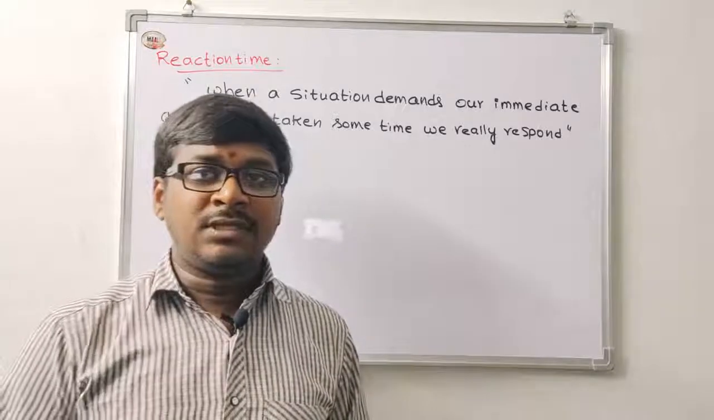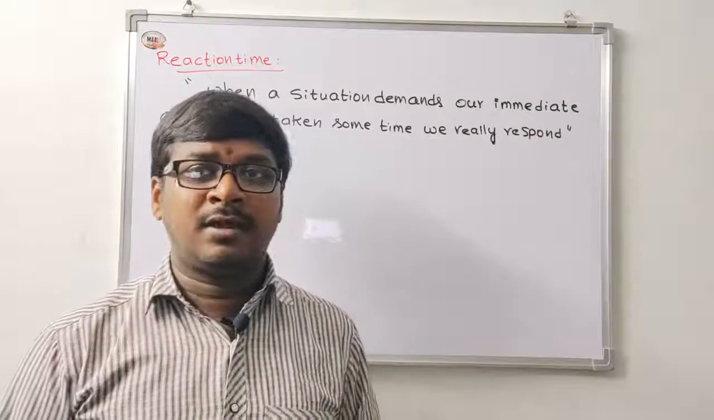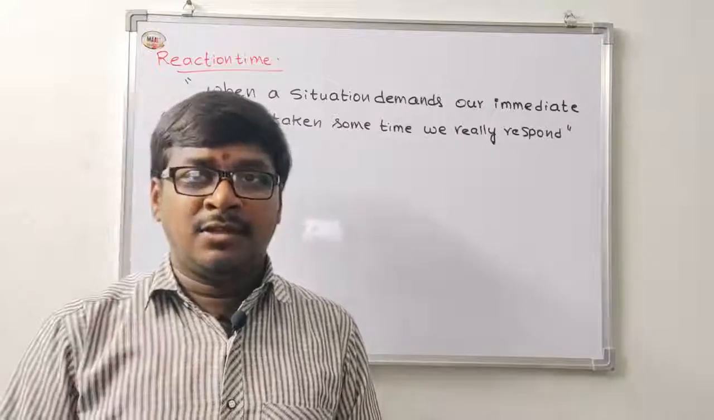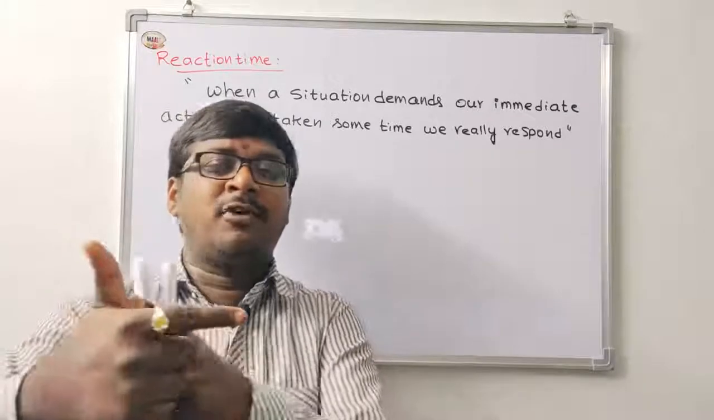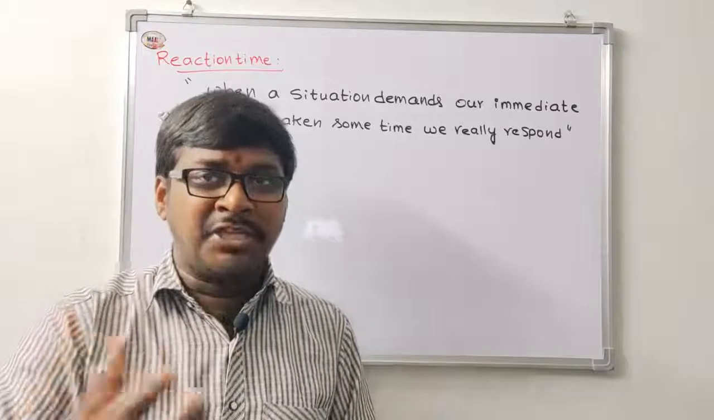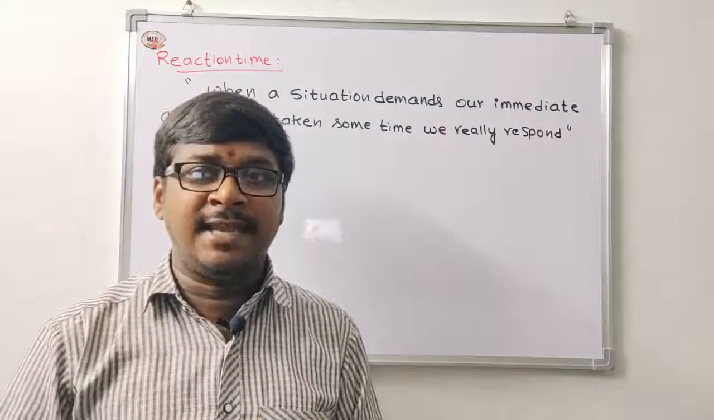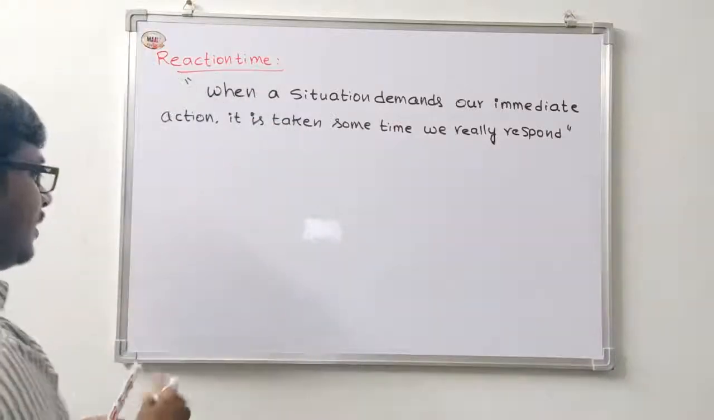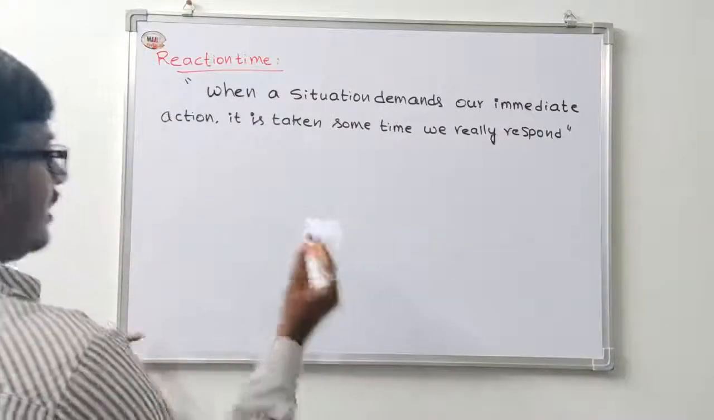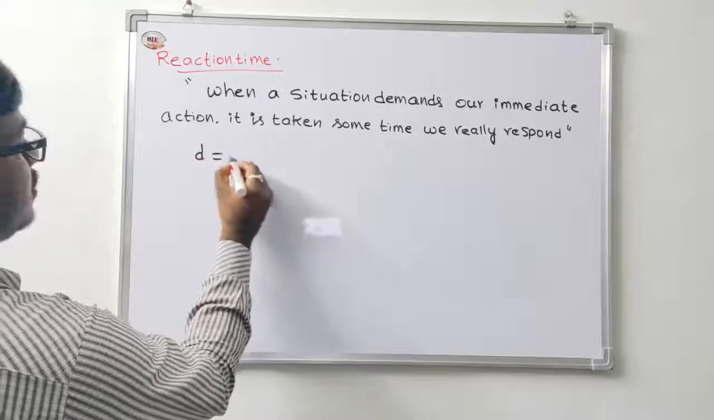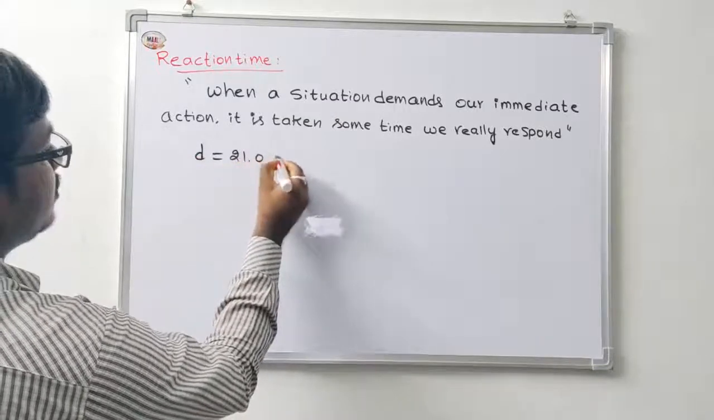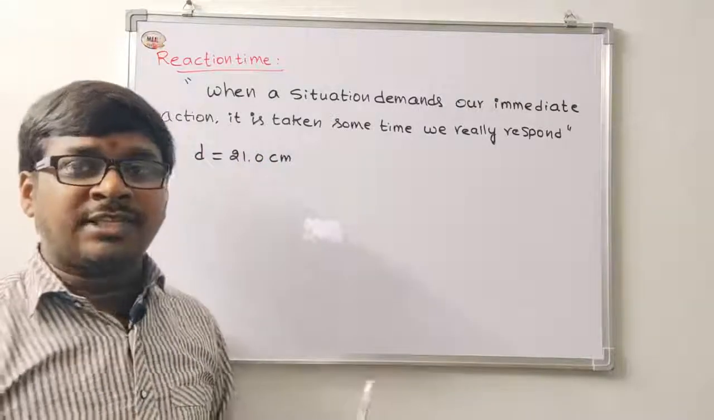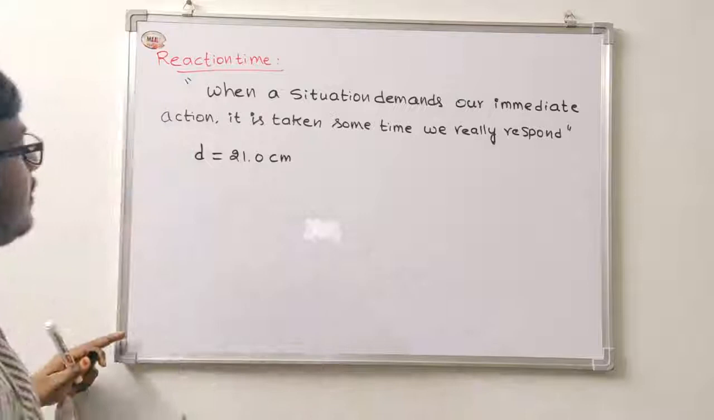Take a ruler and ask your friend to drop it vertically through the gap between your thumb and forefinger. After you catch it, find the distance d traveled by the ruler. Then the d value is equal to 21.0 centimeter, which means 21 centimeter, students.